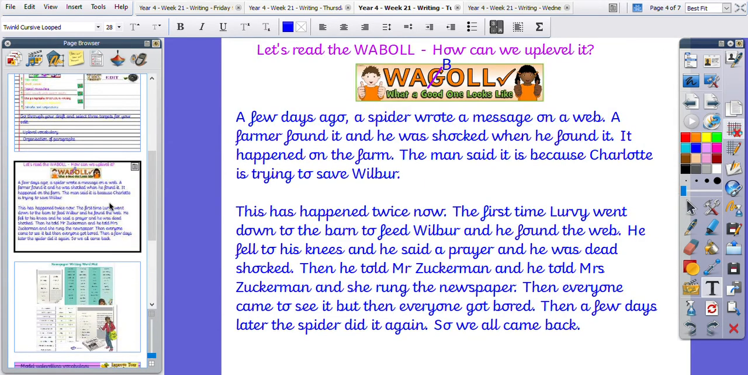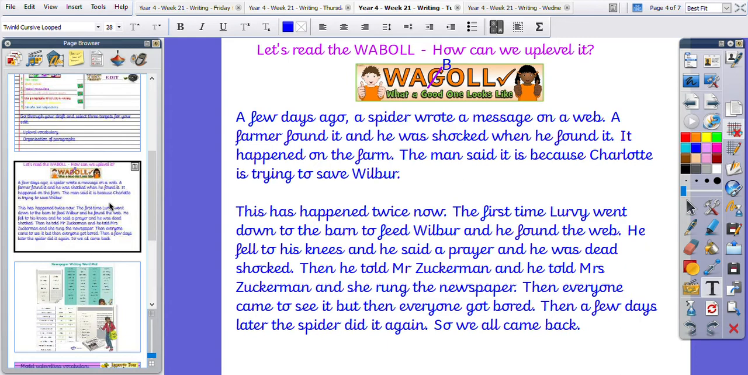Okay then, so moving on, we have a Wobble. How can we up-level it? So it says, a few days ago, a spider wrote a message on a web. A farmer found it and he was shocked when he found it. It happened on the farm. The man said it is because Charlotte is trying to save Wilbur. This has happened twice now.